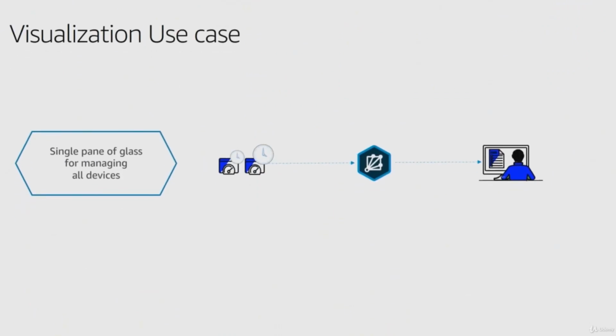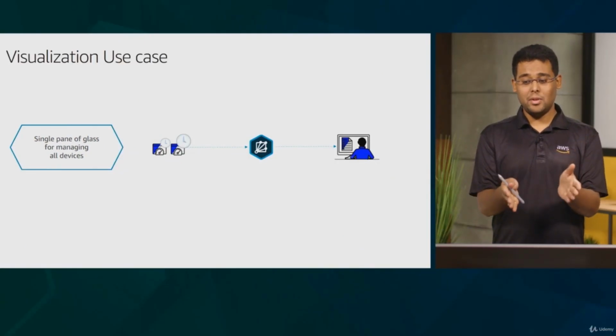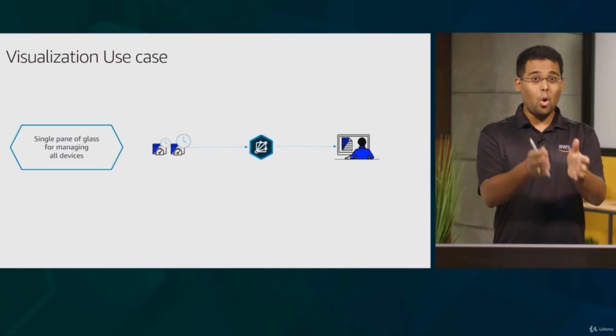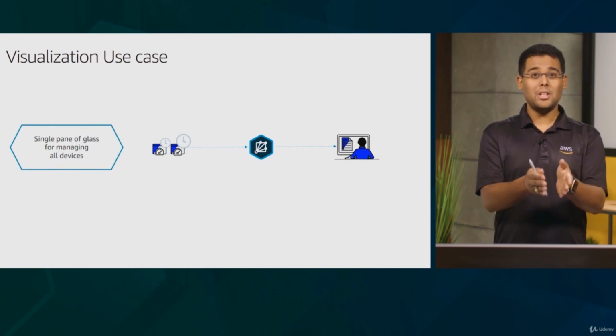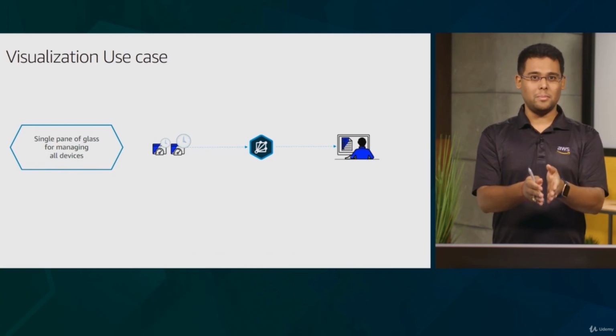And whether it's an industrial machinery, it's a connected car, it's a smart home, you probably need a single pane of glass view to view the state of all the devices you have so that you can reason on top of the data to transform your business outcomes.